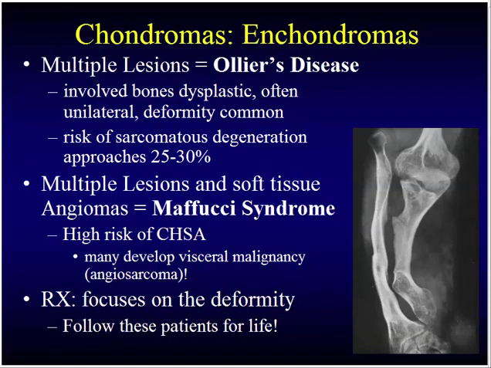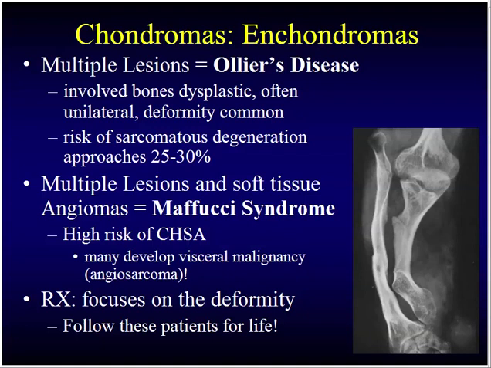Now, this is something that does come up fairly frequently. You all remember Ollier's disease, multiple lesions, so-called enchondromatosis. The bones are dysplastic. It's often a unilateral kind of thing. Deformity is common. Sarcomatous degeneration approaches 25 to 30% in these multiple enchondromas, or so-called Ollier's disease.